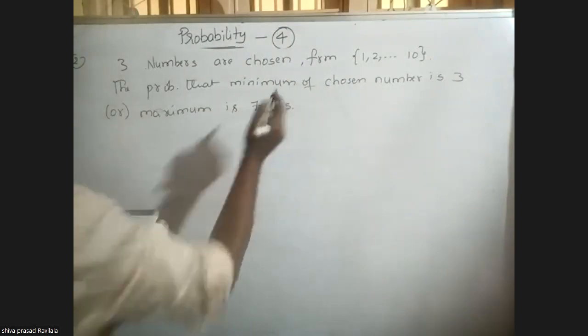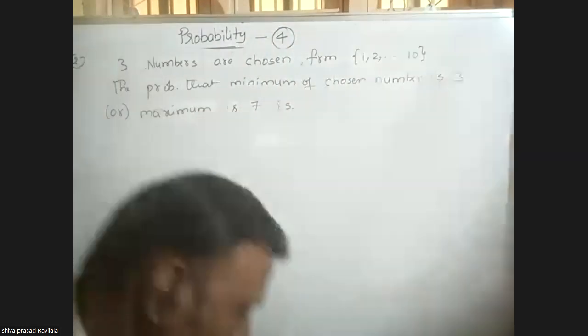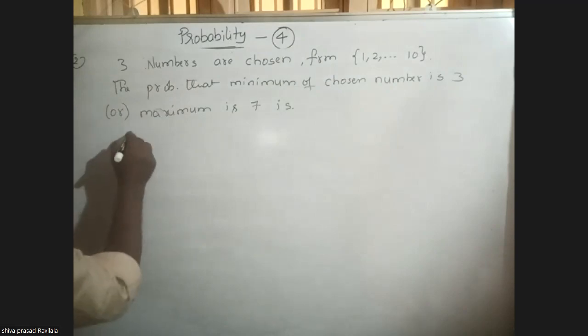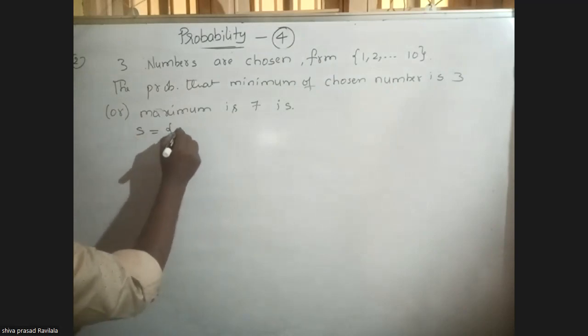Can anybody understand the difference between these two questions? Three numbers are chosen from 1 to 10. The probability that the minimum of the chosen numbers is 3 and the maximum is 7. Minimum is equal to 3 and maximum is equal to 7. Here the sample space S is equal to, what is the difference between these two questions?